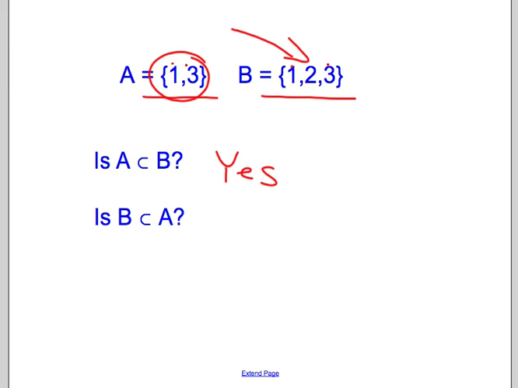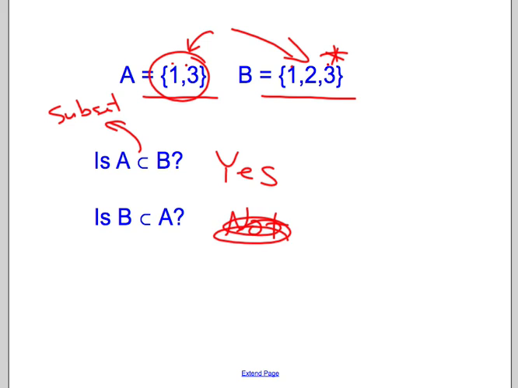Now, can we turn that around? Is B a subset of A? And I'm just reading left to right on this. That term or that symbol there just means subset. So we're just reading it in order. It doesn't matter which direction it's facing. So is B a subset of A? Are all the parts here in B found in A? Well, no. 2 is not in A, so B is not a subset of A. So the answer is no.